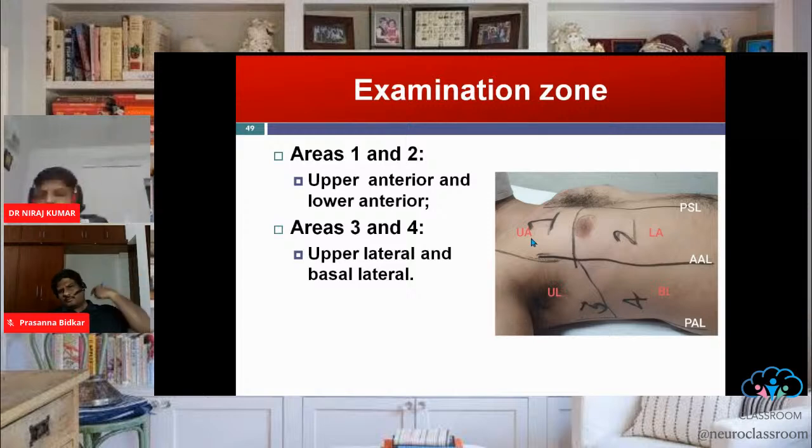If you are also able to examine when a patient is allowed to sit, you can. There is a concept of six zones per side. That means the total will be 12 zones. So grossly, different people follow different concepts. Grossly, this is very easy to understand: four zones on each side, and the total will be eight zones.